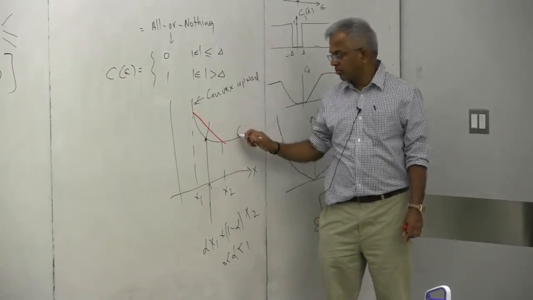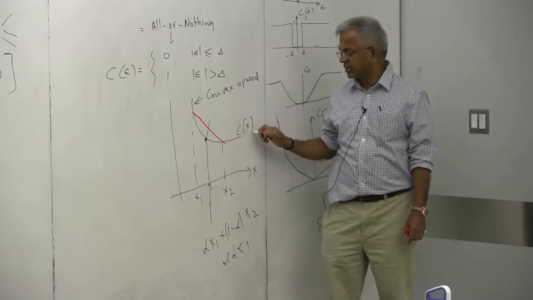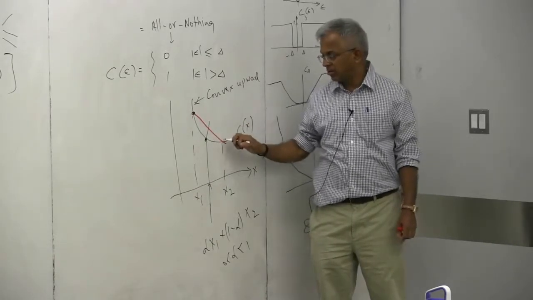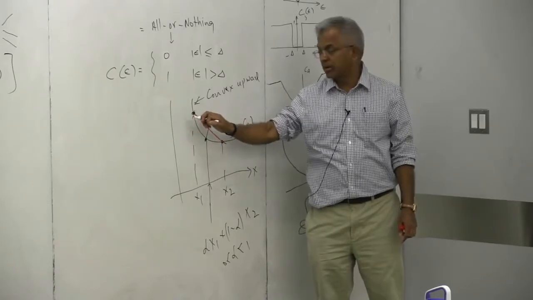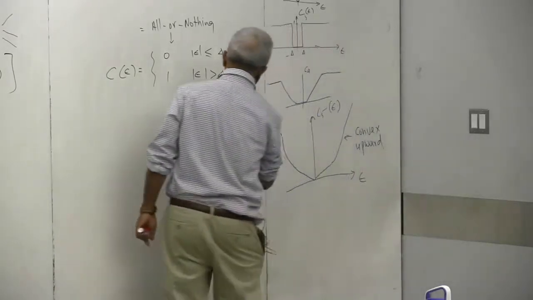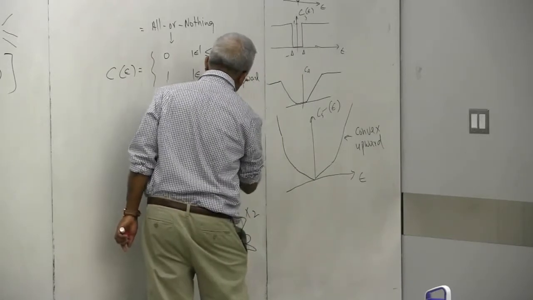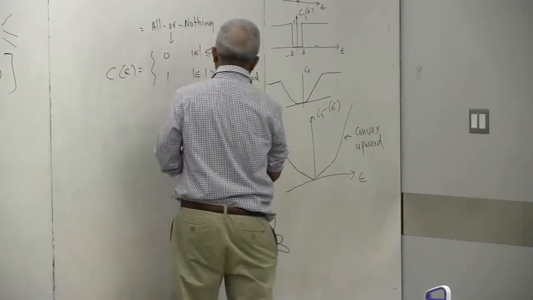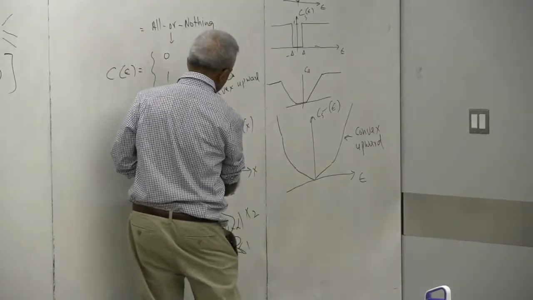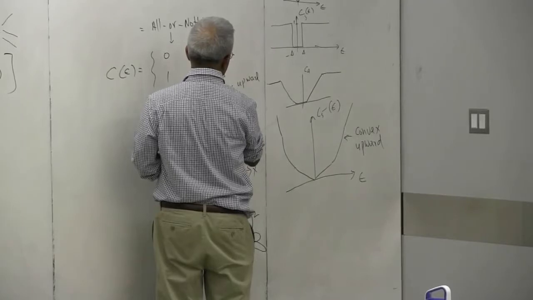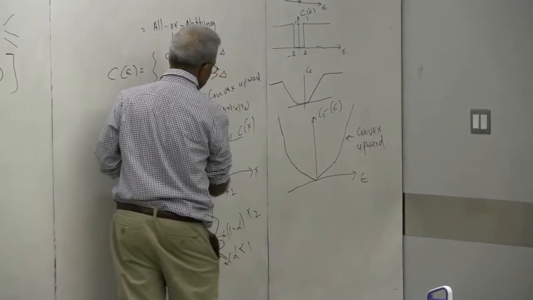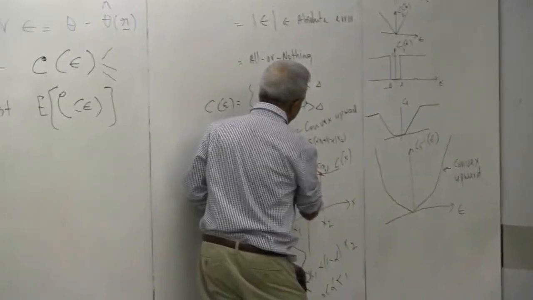Remember this is your function c. So this is c of x. So you have four values now. Look at this value, this is c of x1. And this is c of x2. And what about this value? That's c evaluated at this point, so this is c evaluated at alpha x1 plus 1 minus alpha x2.